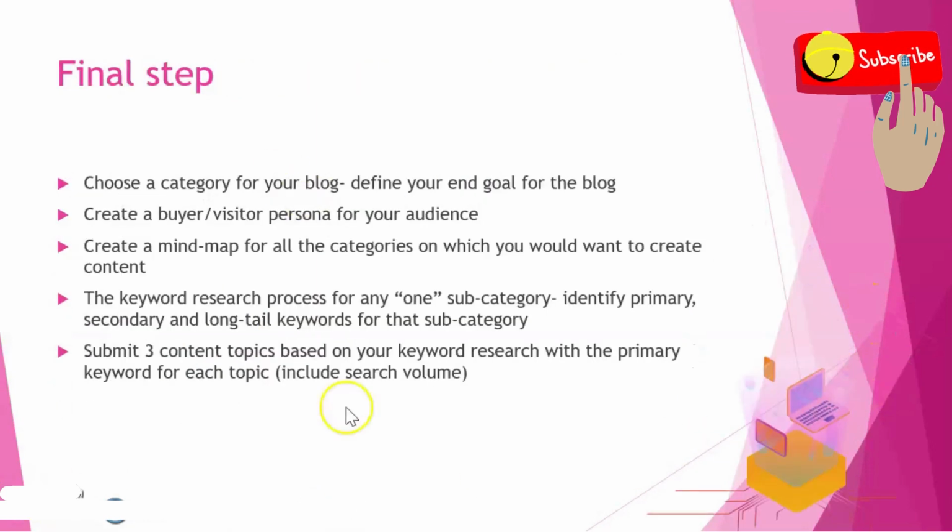In the final step, choose a category for your blog, define your end goal for the blog, create a buyer or visitor persona for the audience, and create a mind map for all the categories on which you want to create content. Do keyword research for every subcategory, identifying primary, secondary and long tail keywords for the subcategory. Submit 3 content topics based on your keyword research with the primary keyword for each topic. These are some of the ways you can follow to rank your website on a search engine.